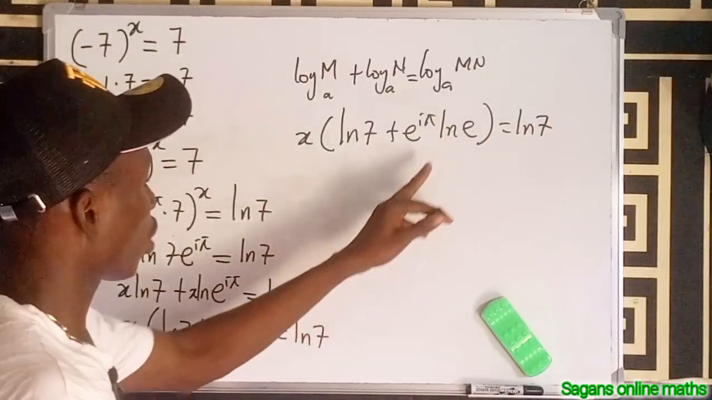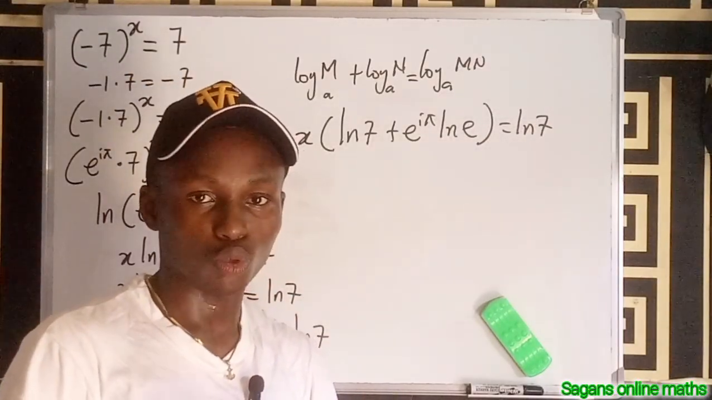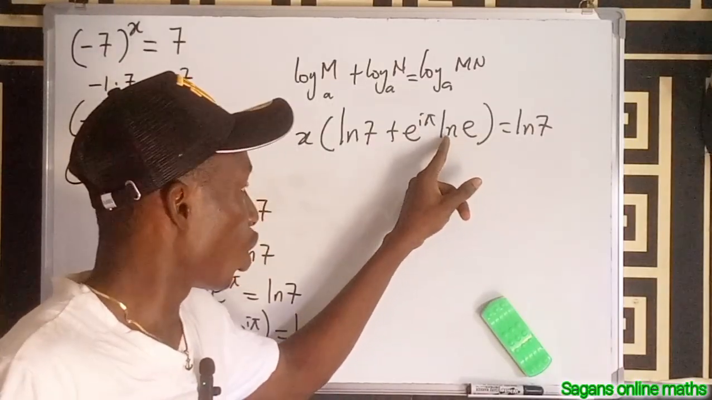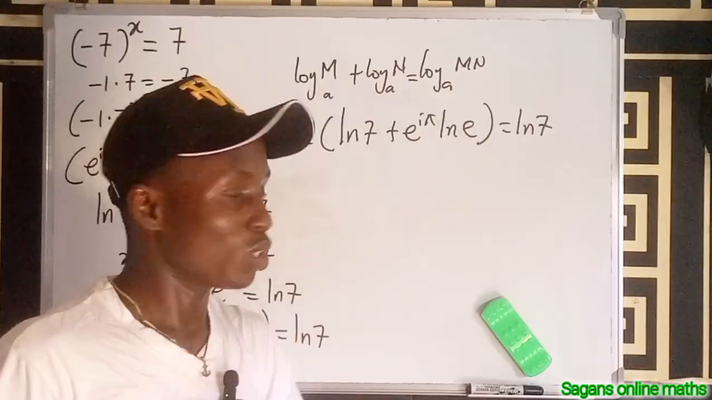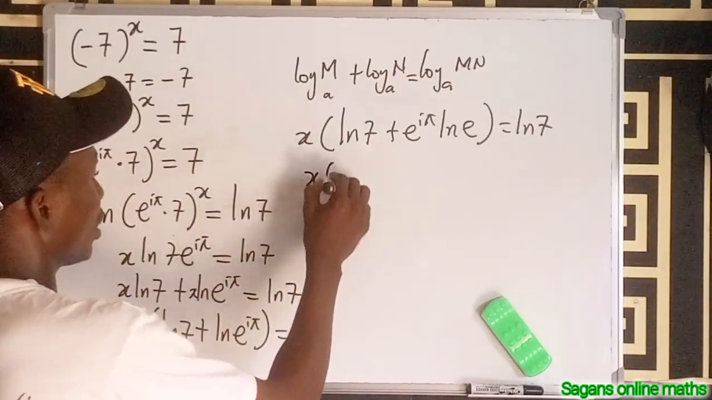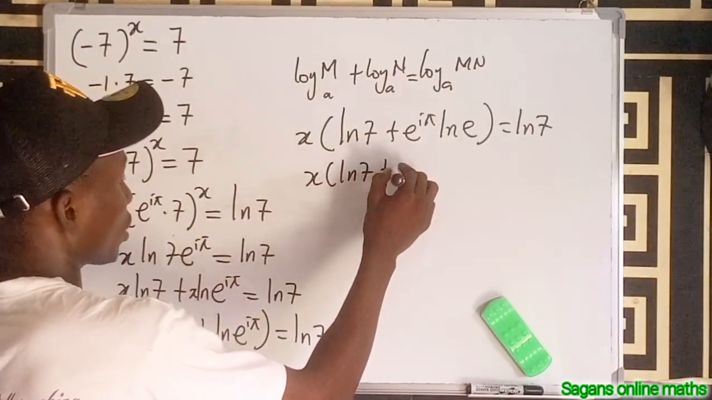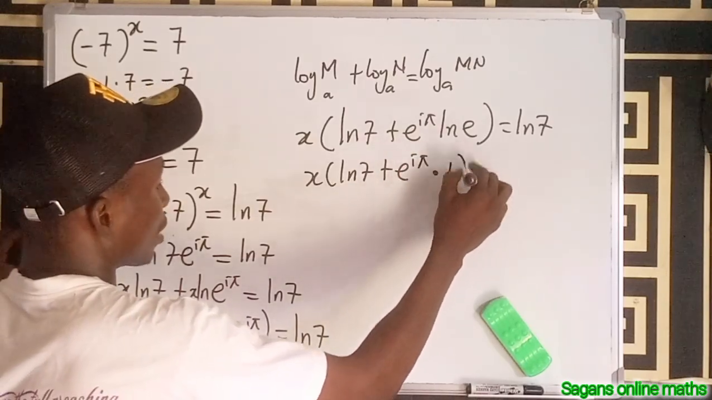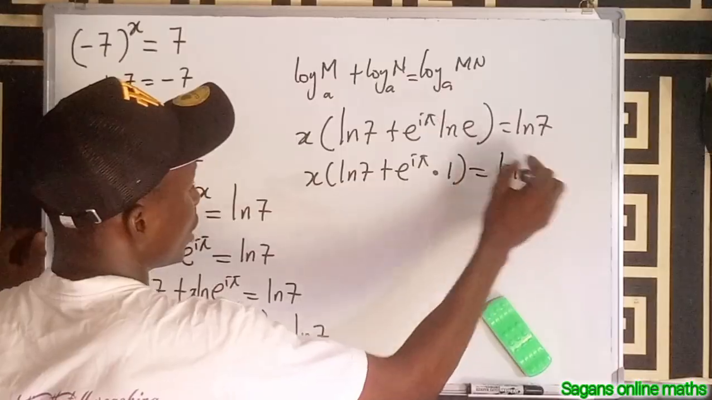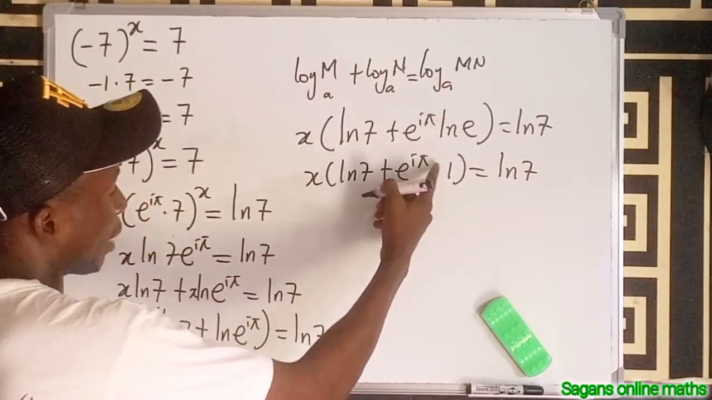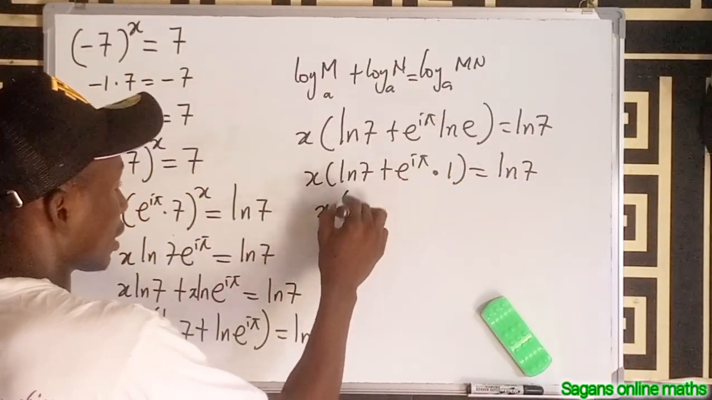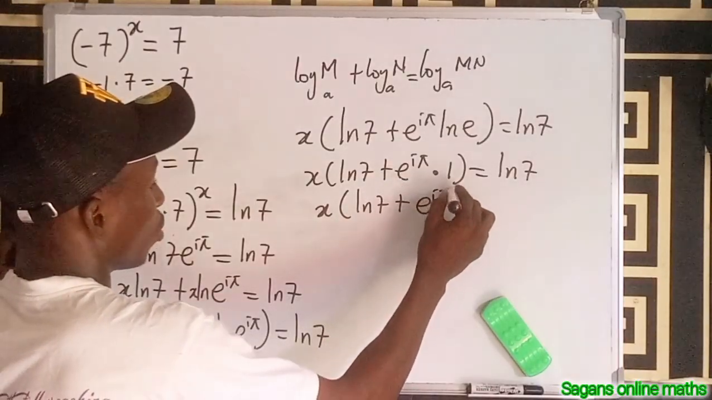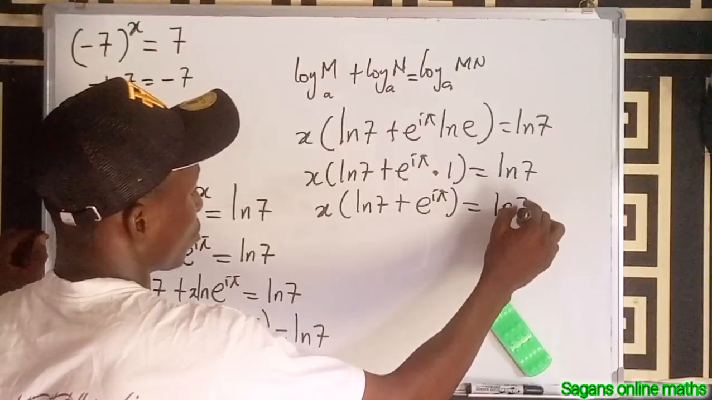Now remember that log of any number to its own base is always equal to 1, because this natural logarithm you're seeing is always in base e. So natural logarithm of e base e is 1. So this is x into natural logarithm of 7 plus e, which is exponential raised to the power of i pi, then multiply by 1 equals natural logarithm of 7. And exponential raised to the power of i pi times 1 is the same thing as this. So you have that x into natural logarithm of 7 plus e to the power of i pi equals ln 7, which is natural logarithm of 7.